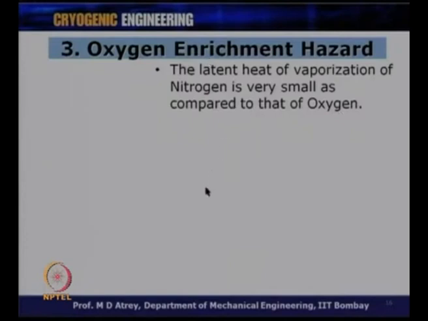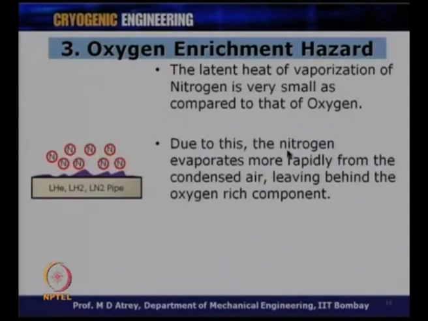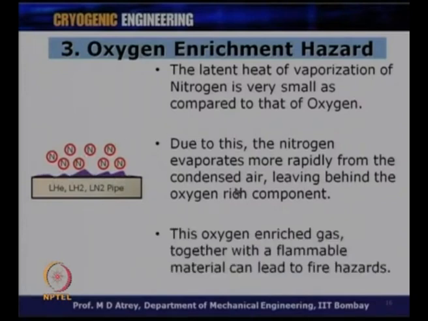With the latent heat given to the low temperature hydrogen or helium, nitrogen gas can get evaporated, and it can result in nitrogen going away and oxygen getting retained over there. Due to this, the nitrogen evaporates more rapidly from the condensed air, leaving behind an oxygen rich environment. So, what you can have here is oxygen, while nitrogen will go to the atmosphere. You can have an oxygen enriched environment over here now. This oxygen enriched gas together with flammable materials can lead to fire hazards.